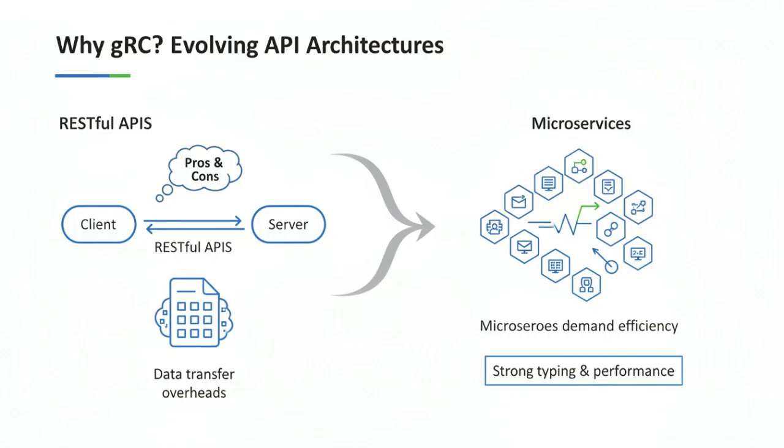For internal service-to-service communication, this can lead to inefficiencies. Modern microservices demand greater efficiency, stronger type safety, and lower latency. We needed an evolution in API architecture that could handle high-throughput, low-latency scenarios, especially in polyglot environments where services are written in different languages. This is where gRPC steps in, addressing these critical needs.